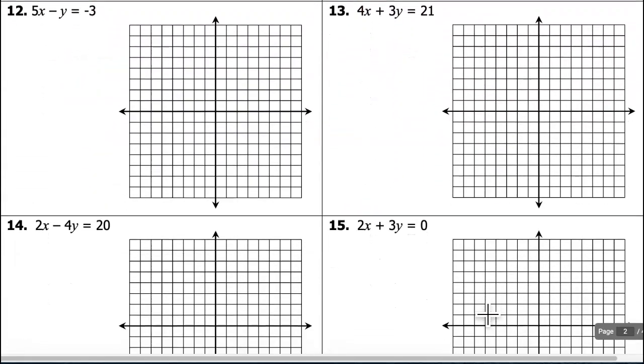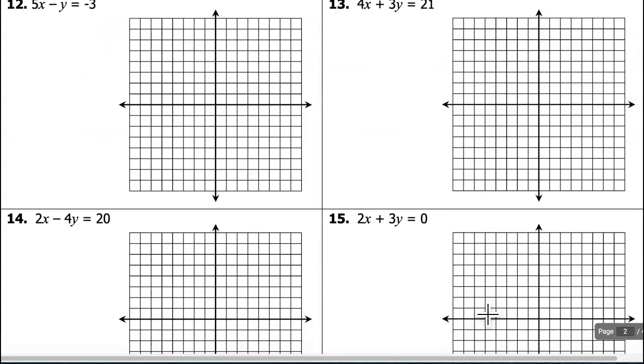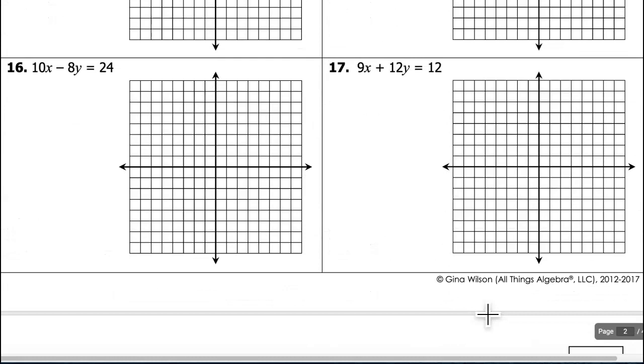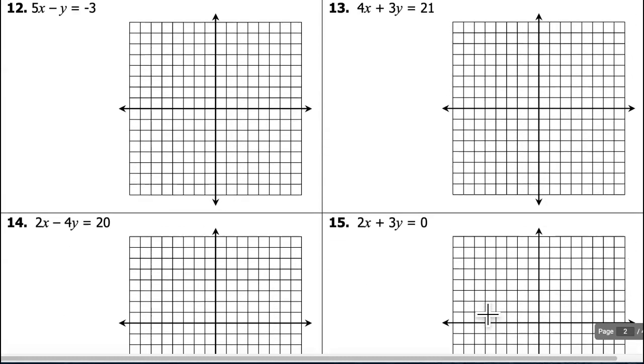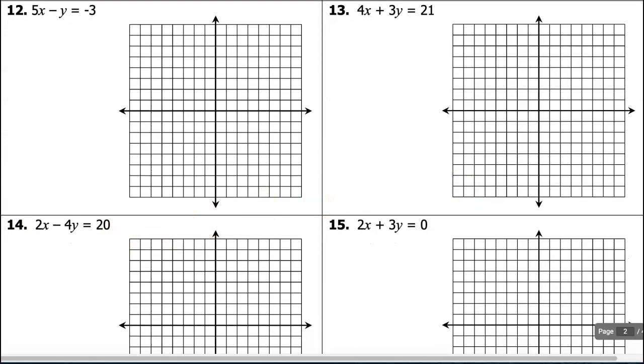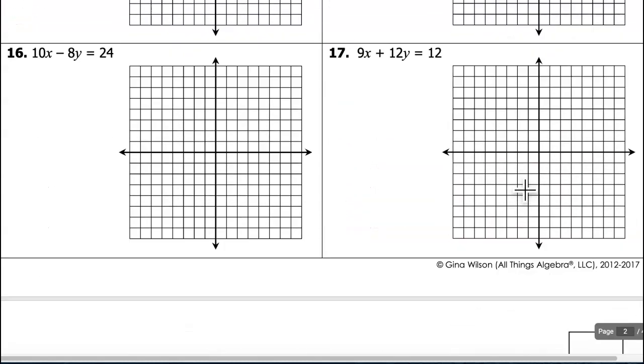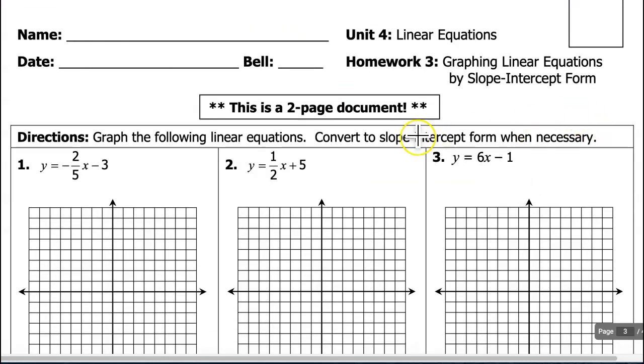All right. So 12, 13, 14, 15, 16, 17, they're all the same type of problem. Try out 12, get it in slope-intercept form, and then graph. And try out 15, get 15 in slope-intercept form and graph. If you feel like you've got the hang of it after that, then you are good. You can move on to the next page, which is the homework for this section. So once you feel like you've got the hang of these, you can go into the homework and start working on graphing these lines.